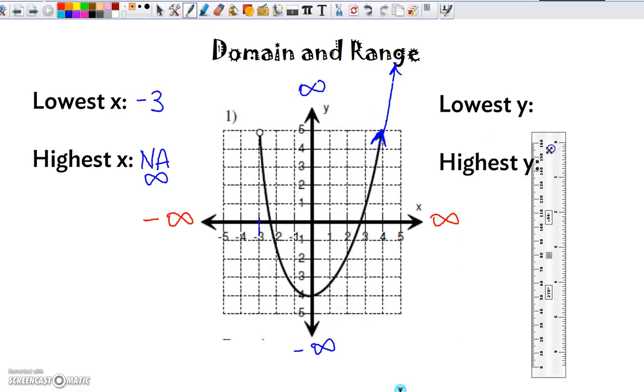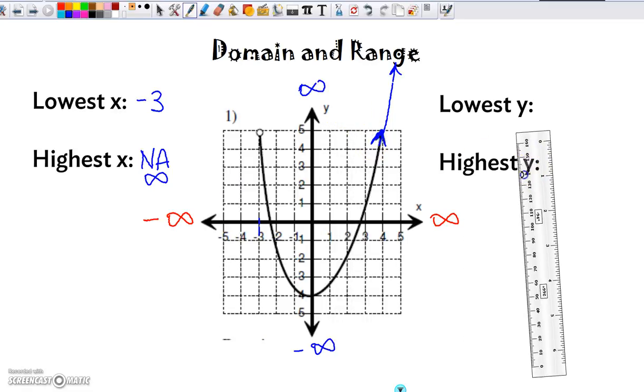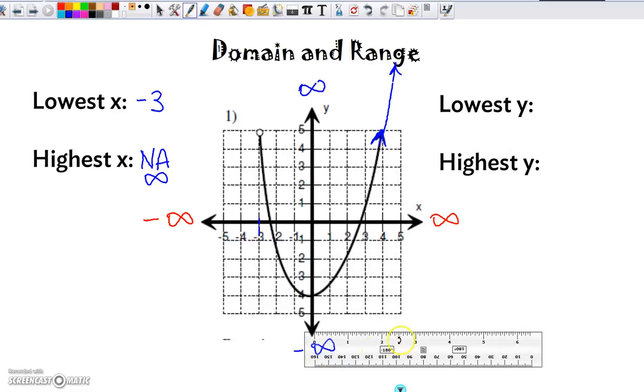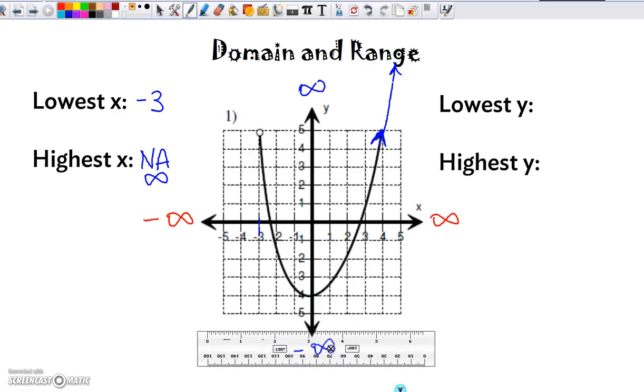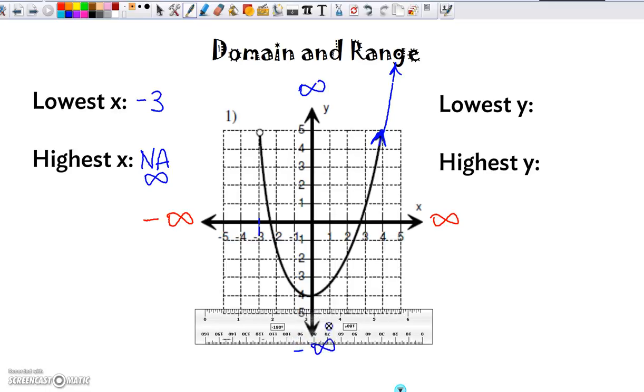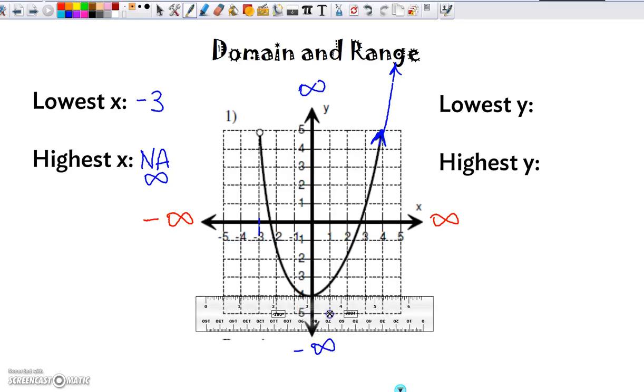So here we have our handy dandy, trusty dusty domain and range finder. Hopefully you brought yours home. Yours looks a little different than mine. Mine's a clear ruler. Yours is a piece of paper that says domain and range finder on it. So we go from the bottom and we work until we find that first y. We hit the graph right there. So it looks like our lowest y is going to be negative 4.